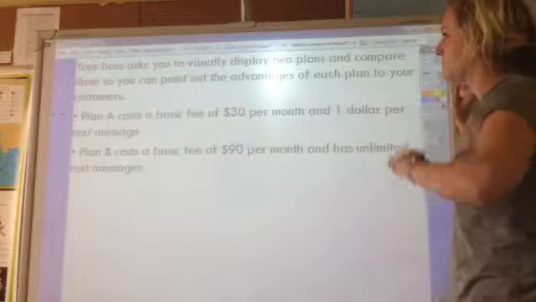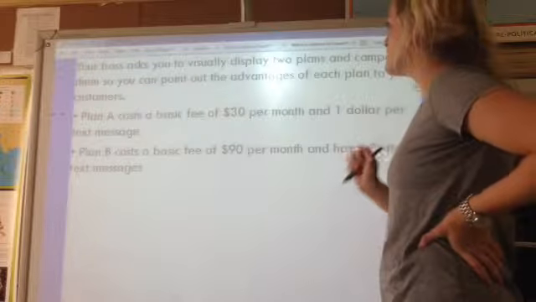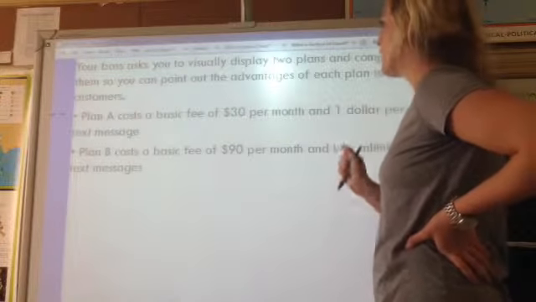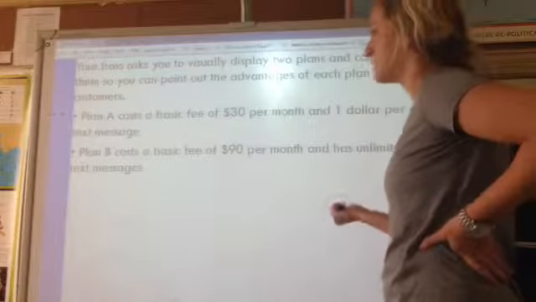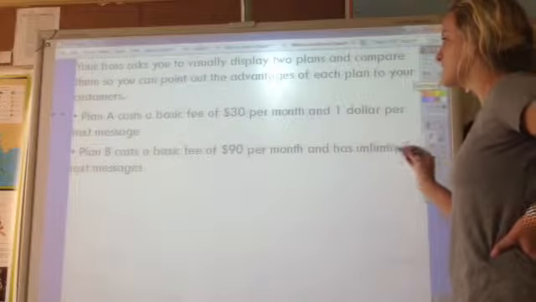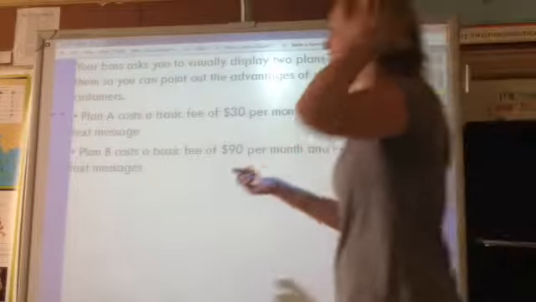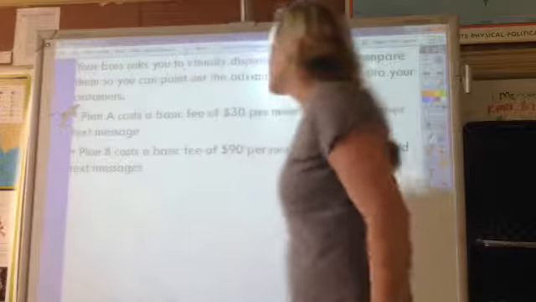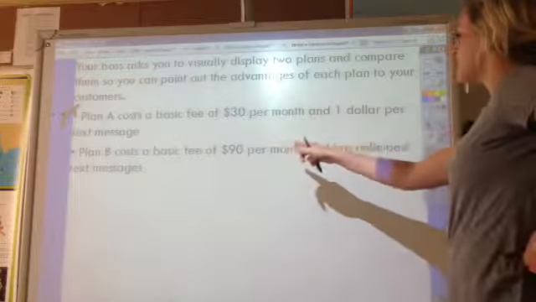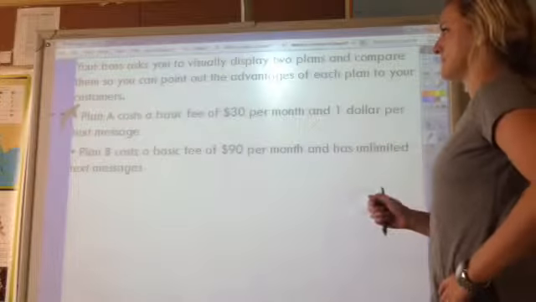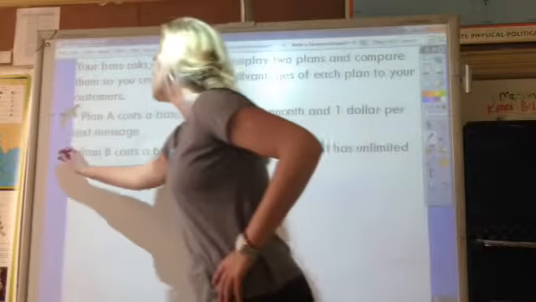Let's do another example. All right, your boss asks you to visually display 2 plans and compare them so you can point out the advantages of each plan to your customers. Plan A costs a basic fee of $30 per month and $1 per text message. Go ahead and write this on your notes page. Plan B costs a basic fee of $90 per month and has unlimited text messages. Go ahead and write that on your notes page too.